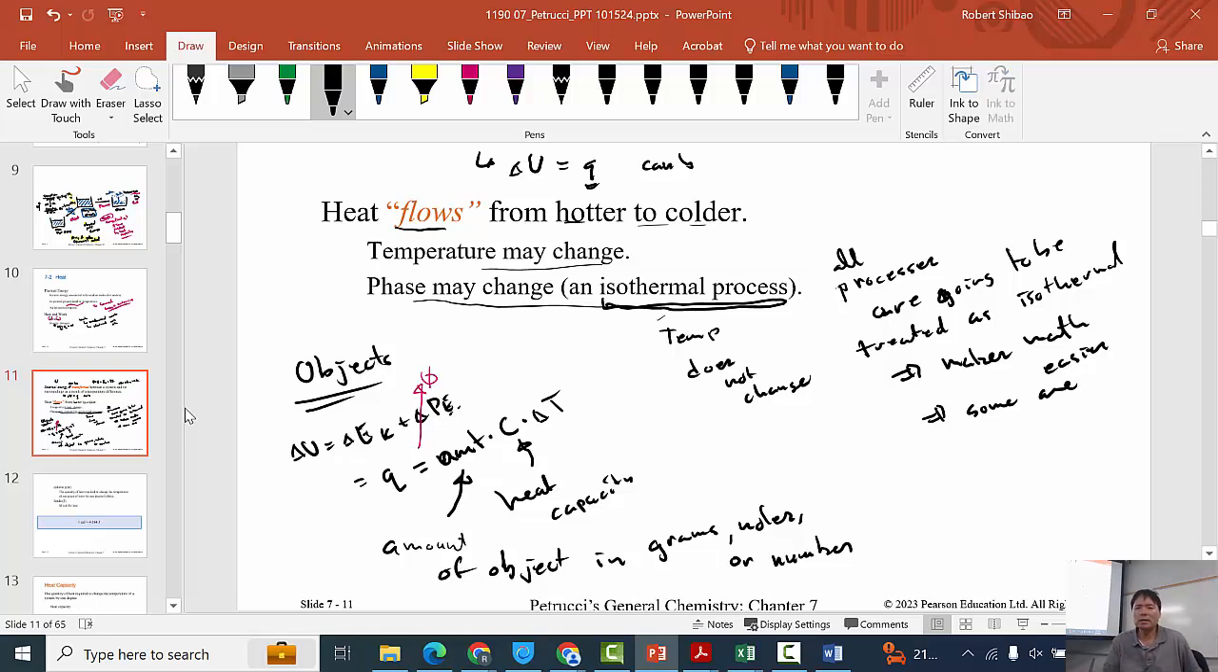If it's a process, then we don't allow the temperature to change. Isothermal means the temperature doesn't change. If the temperature doesn't change, was there any change in kinetic energy? No. And so the delta E sub K is 0. That means all the change is in terms of potential energy here. We just established that for objects the delta potential energy is 0.